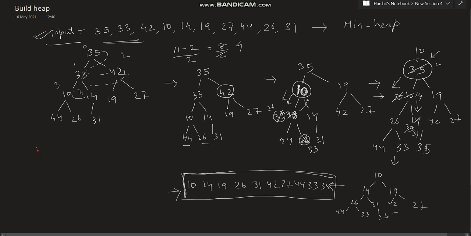Okay, so the important thing is finding the last non-leaf node and performing the min heapify operation from that last non-leaf node to the root node. And if the smallest value is from the left child and the right child, then in that case we need to move in the smaller direction till the end. So this is all about build heap.